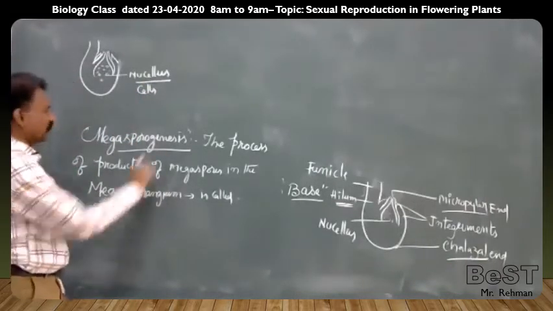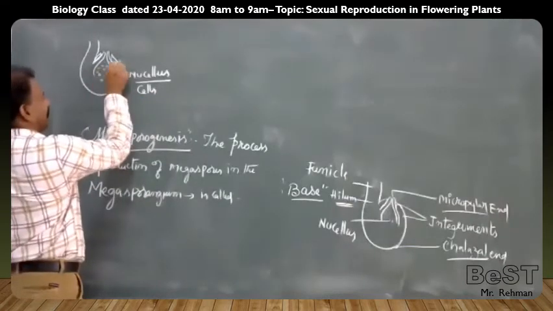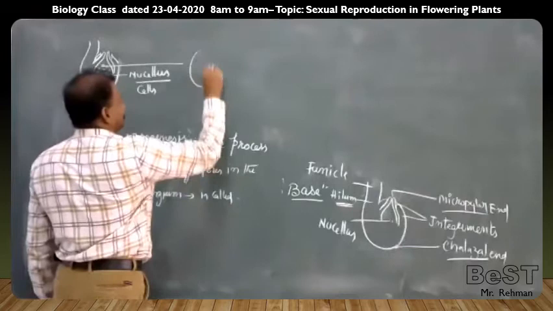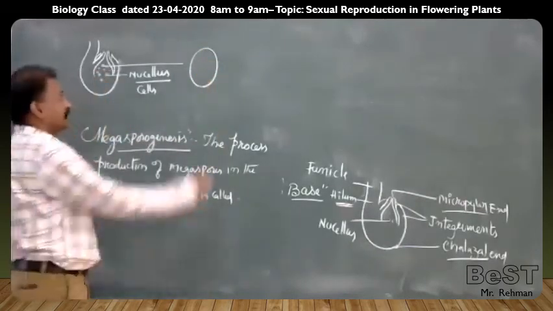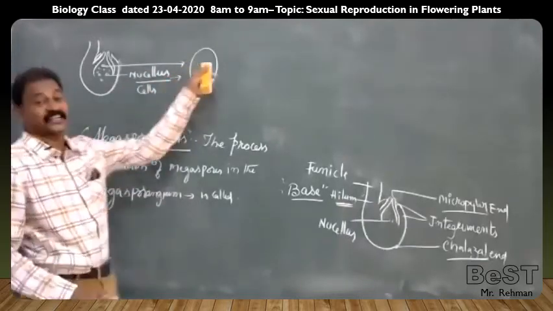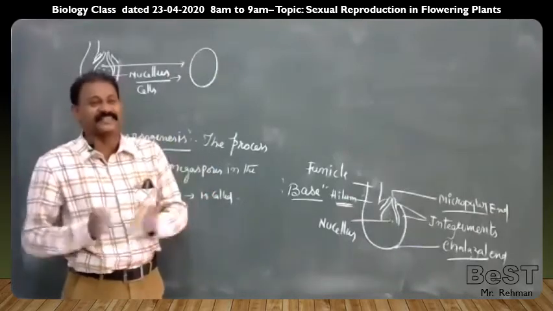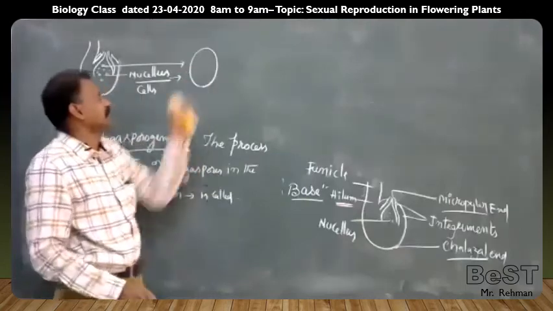During megasporogenesis, one of the nucellus cells becomes differentiated. One of the nucellus cells becomes differentiated. Differentiated means changed, metamorphosed, turned, transformed.